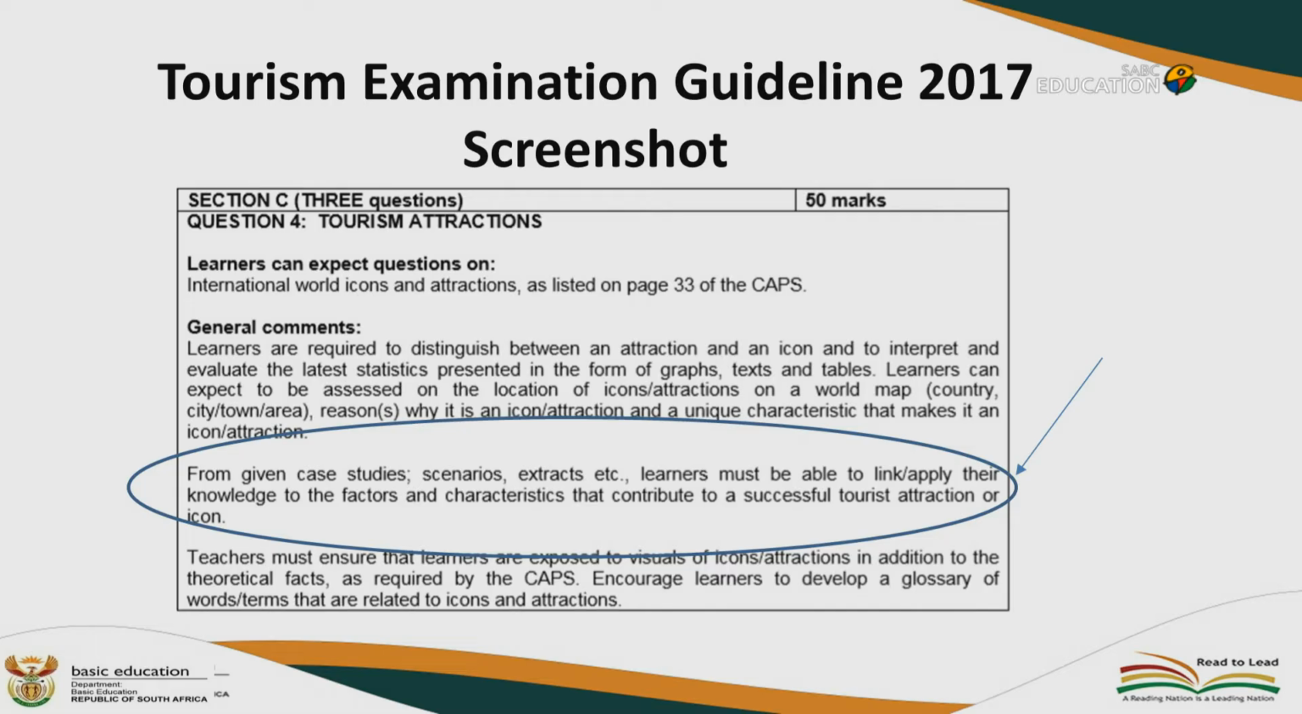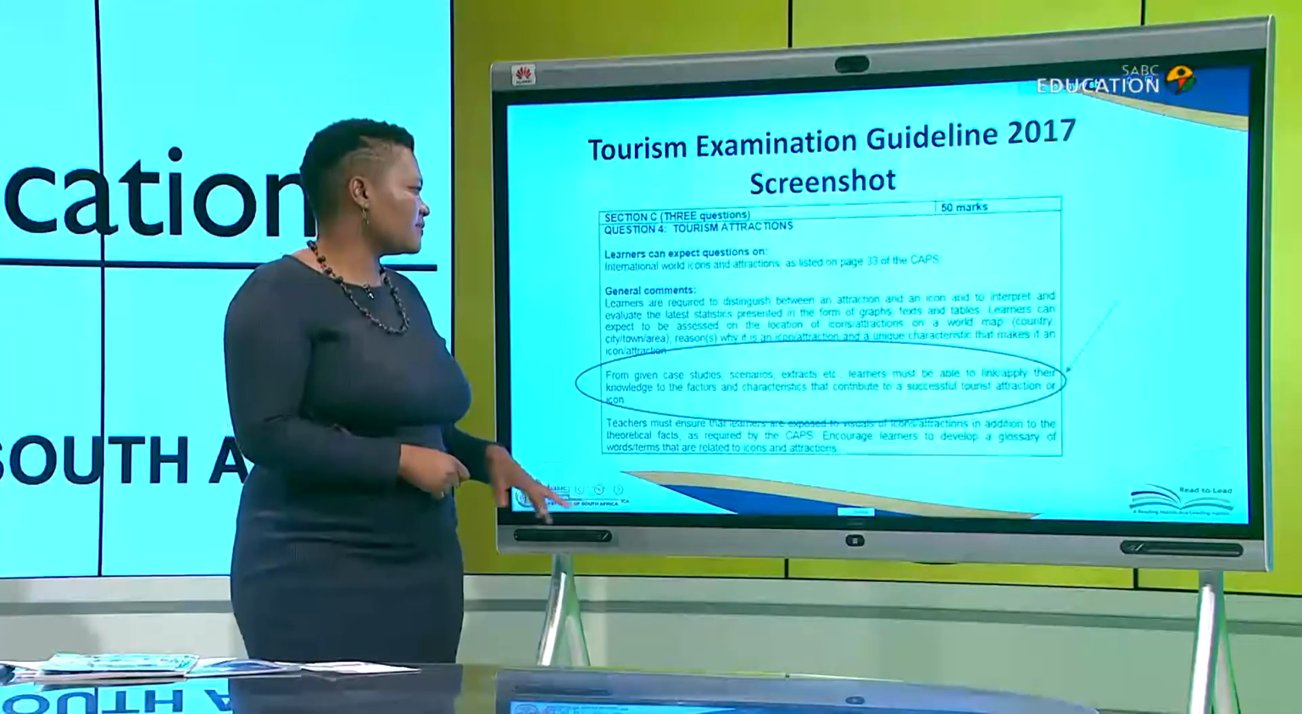that you should be in a position to analyze from given case studies, scenarios, extracts. The learners must be able to link and apply their knowledge to the factors and characteristics that contribute to a successful attraction or icon. Remember, I said that maybe they might ask it based on icons, or they might ask it as attractions, World Heritage Sites as attractions. So just be flexible when it comes to that. Just know that factors contributing to the success of a tourist attraction can maybe be asked using icons or other attractions, and the characteristics may also be asked or assessed using other icons or attractions.